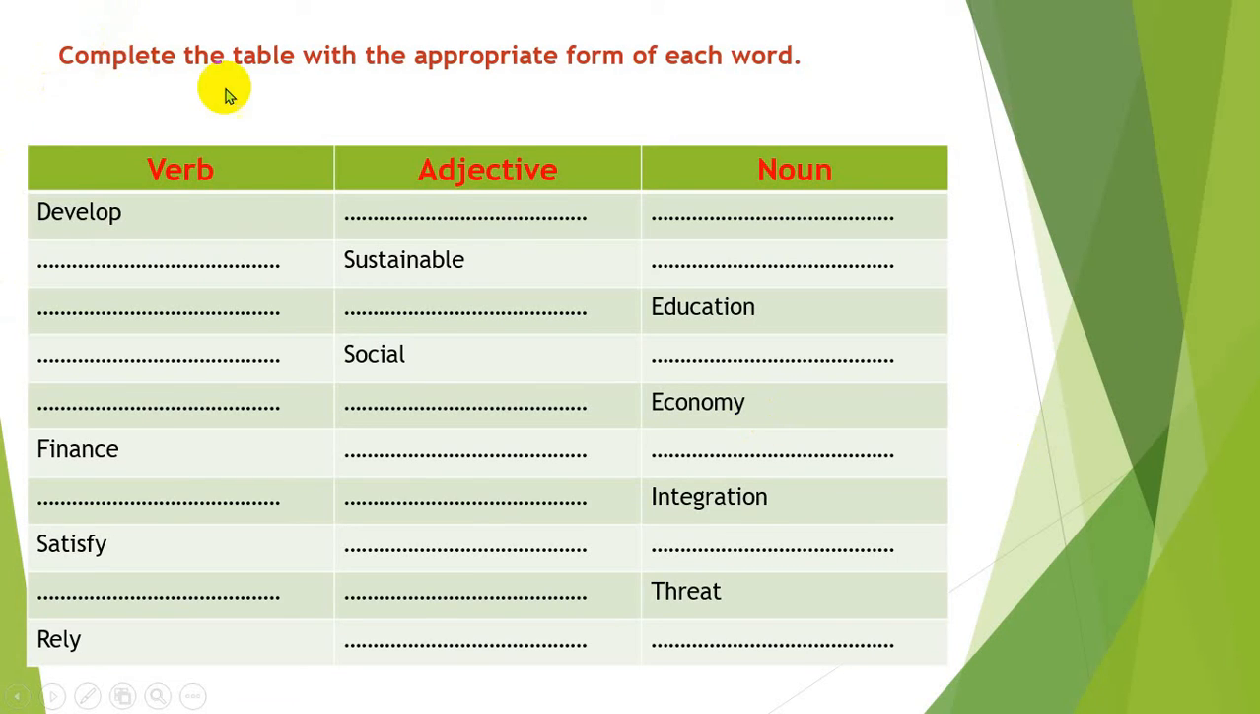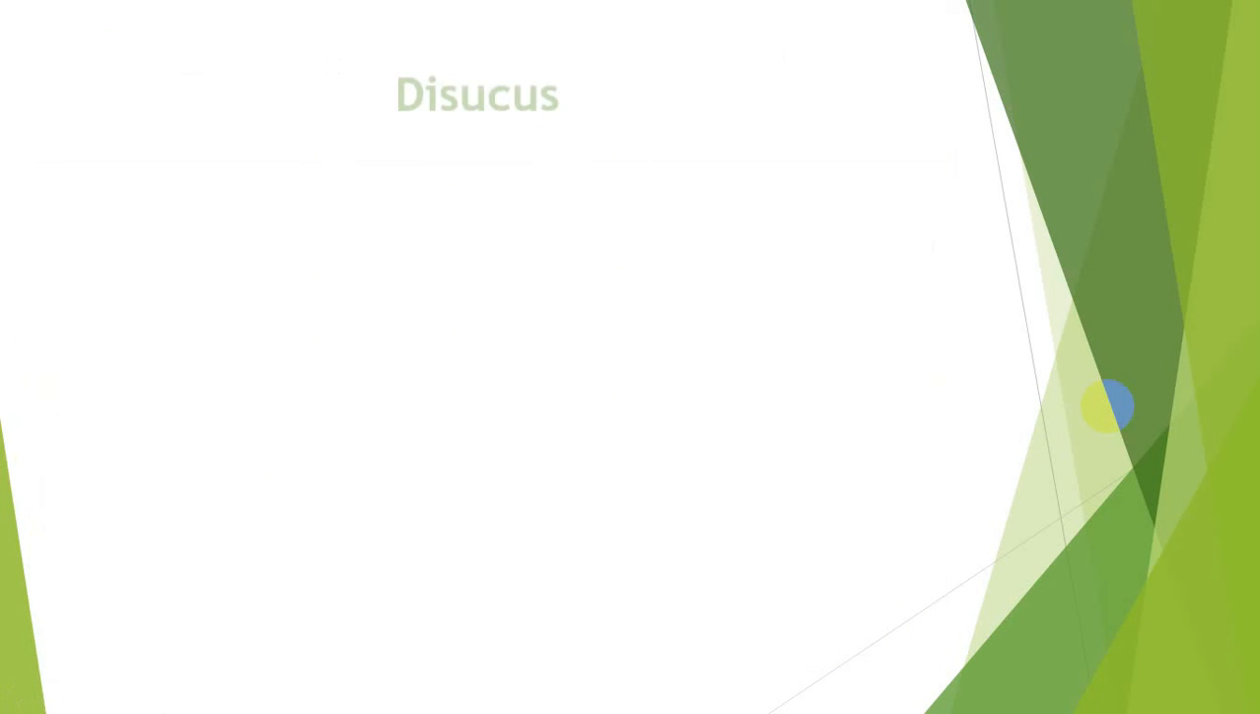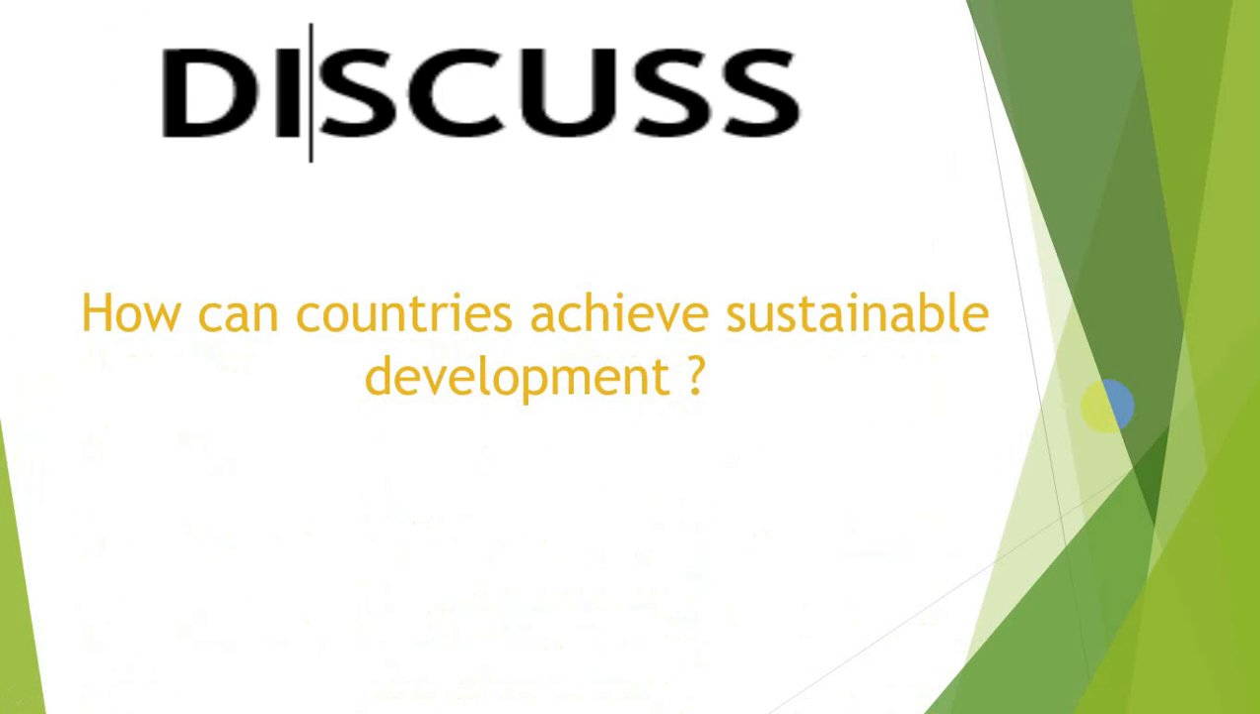Another exercise, complete the table with the appropriate form of each word. So you have here verb. What is the adjective from develop? What is the adjective? And what is the noun? The same for others. So maybe you have here threat. So what is the verb? You have integration. What is the verb? What is the adjective? So good luck in your exercise. I think that's the end of this session.